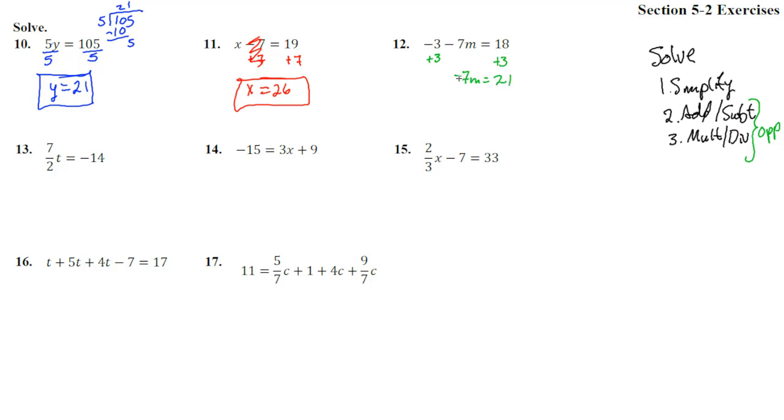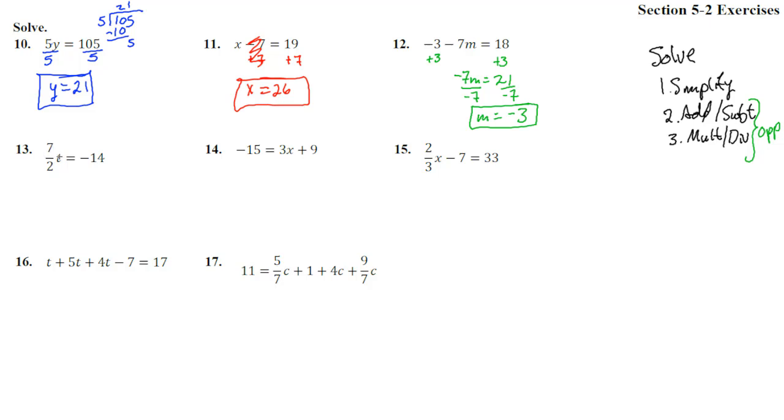Now, how are these two attached? Even though it's a negative 7, we don't add 7 to both sides. It's attached with a multiplication. So we divide by negative 7. We get m equals a negative 3. Good.